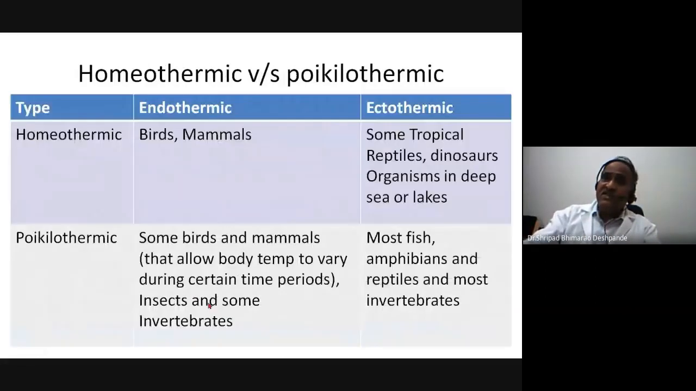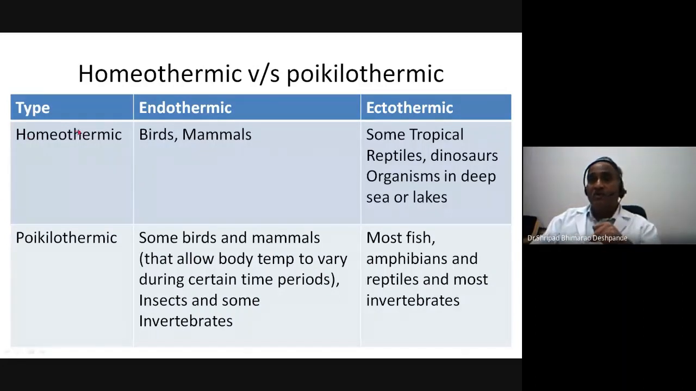Okay, now let us consider these aspects. I have already spoken about endothermic animals and ectothermic animals. Now I have come with another two terms, homeothermic and poikilothermic. The homeothermic animals are what are called warm-blooded animals. That means they control the body temperature. Homeotherm is a controlled temperature. A poikilotherm is uncontrolled. That means the body temperature changes according to the external environment.